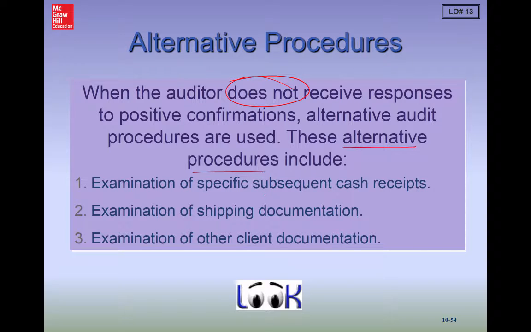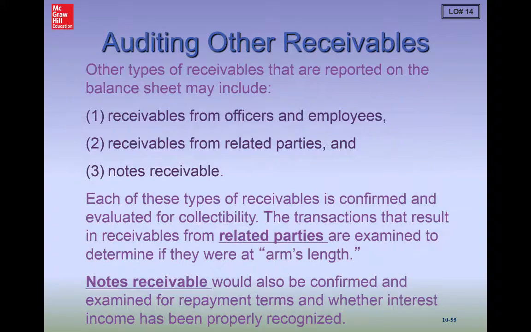Here you may have to do subsequent cash receipts, which means you are looking at the information after the audit date and seeing if you've gotten any payments from the customer. If you haven't, you may also have to look at shipping documents to ensure that the customer did get those goods and that it is a legitimate revenue. And obviously, if there's any other information that your client wants to give you to substantiate that receivable balance.